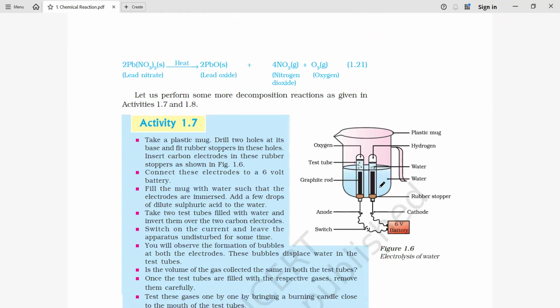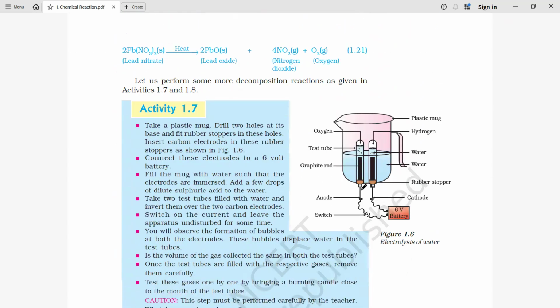So here we have Pb(NO3)2. Again heat is given, so it is again an endothermic reaction. What you are seeing is decomposition. Here we are providing the heat, whereas the decomposition of vegetable materials produces heat. So that's the difference. Here Pb(NO3)2 is going to decompose.